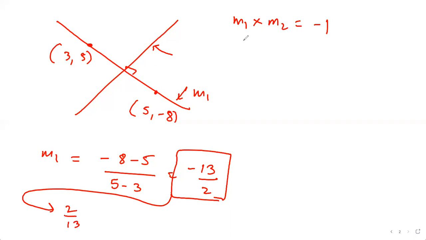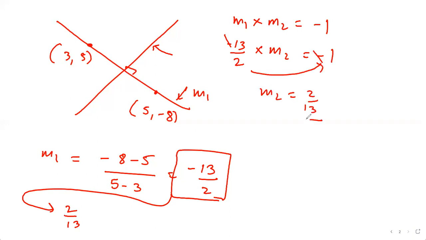So that is also what you're going to get from here. If I take -13 upon 2 times M2 equals -1, this gets cancelled. You take here, M2 is going to be 2 over 13. So this is how you find out the slope of perpendicular lines when one of the slopes is given and you want to find out the other slope. I'm now going to do a question that involves this particular concept.